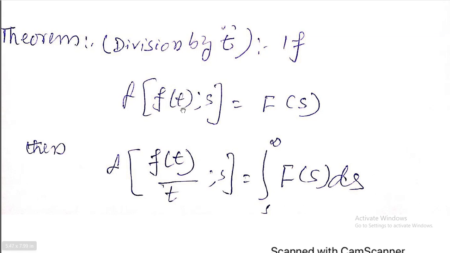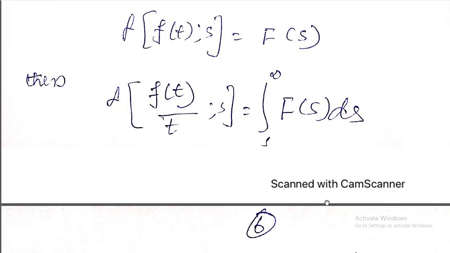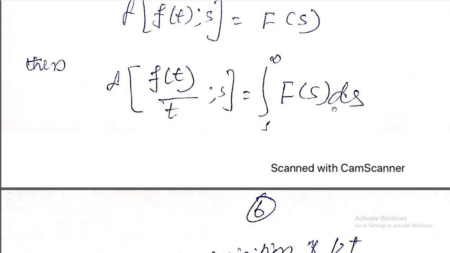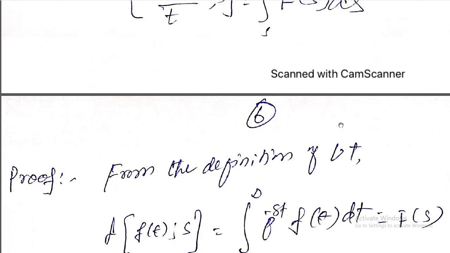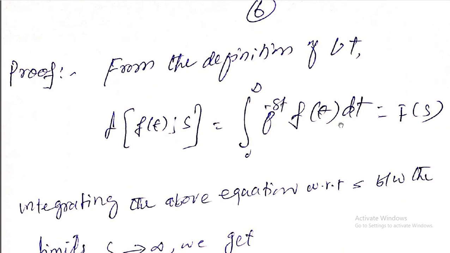Then the Laplace of f of t divided by t, if the function is divided by t, will be the integral from s to infinity of F of s ds. So this is the direct formula for finding the Laplace transform of a function divided by t. The limit will start from s and go to infinity of F of s ds. So we can apply this formula to find the Laplace of a function which has been divided by t.